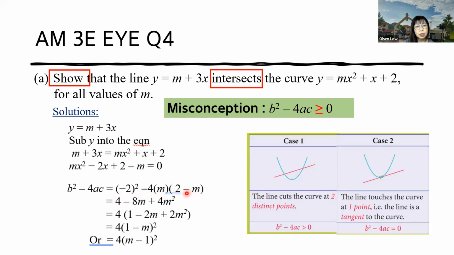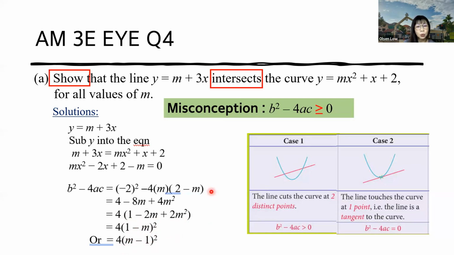So when you substitute this, you will be able to derive this quadratic expression, which is 4 minus 8m plus 4m squared. If you do a little bit of algebra here, you notice that you can factorize the common factor, which is 4, and then you will get a simpler quadratic expression here. And this quadratic expression can be factorized till you get (1 minus m) squared. All right, so this expression here is also the same as 4(m minus 1) squared. So do take note of this.